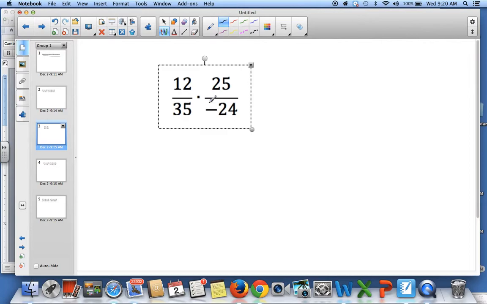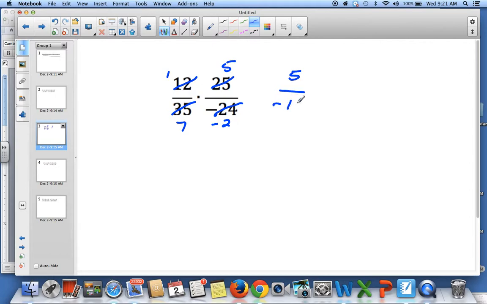Now, back when we first learned how to do this, some of our teachers taught us some things. One way would be to multiply 12 times 25 and 35 times 24 with big numbers. Then we learned how to reduce, and we said, well, wait a minute, 12 and 24 can be divided by 12. That makes 1 and negative 2, and then 5 goes into both of these numbers, so divide by 5 and I get 7, divide by 5 and I get 5. That gives me 1 times 5 is 5, and 7 times negative 2 is negative 14. So the answer would be negative 5 over 14.